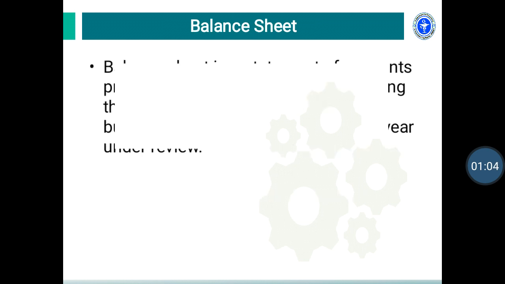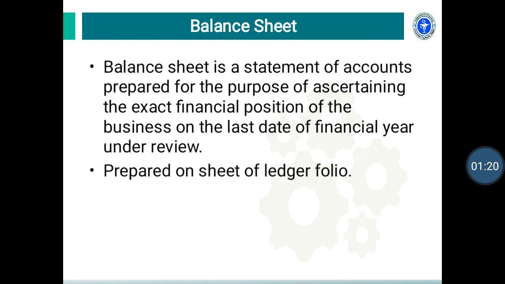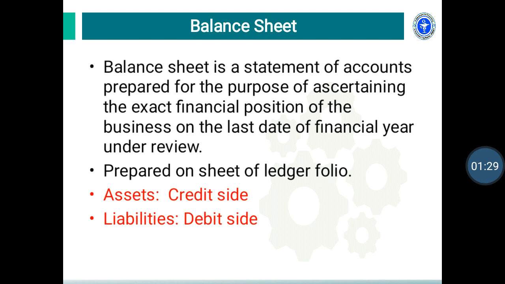Balance sheet. A balance sheet is a statement of accounts prepared for the purpose of ascertaining the exact financial position of a business on the last date of the financial year under review. It is prepared on the sheet of the ledger folio. That's why it is called a balance sheet. While the assets are recorded on the credit side, the liabilities are shown on the debit side of the balance sheet.